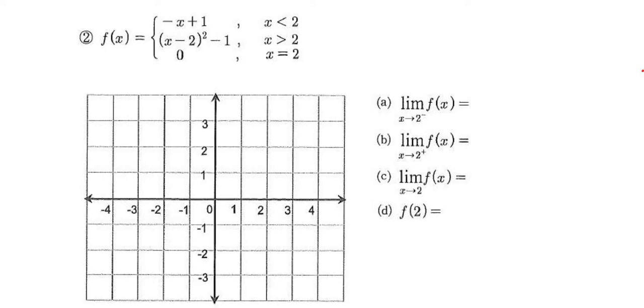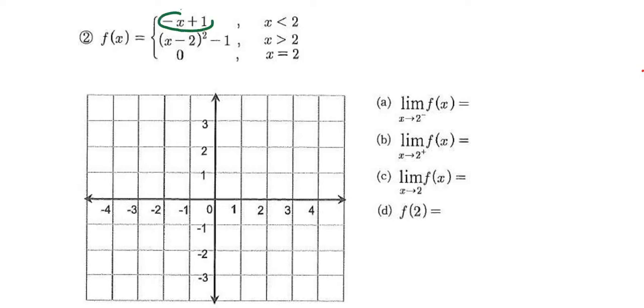We're now moving on to example 3, question number 2 in the limits chapter. For question number 2, we're given another piecewise function, and we need to follow that up by graphing those and answering the following limit questions. So for this piecewise function, we're given a few functions from pre-calculus 11.